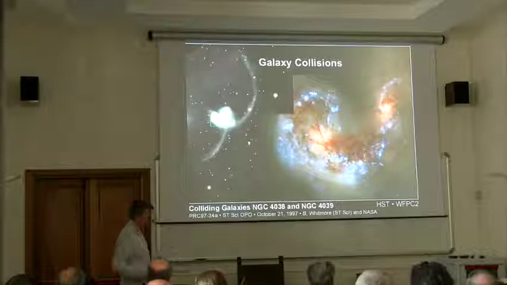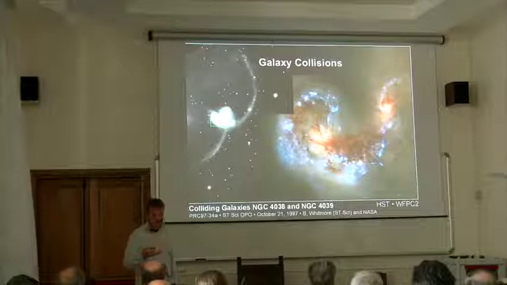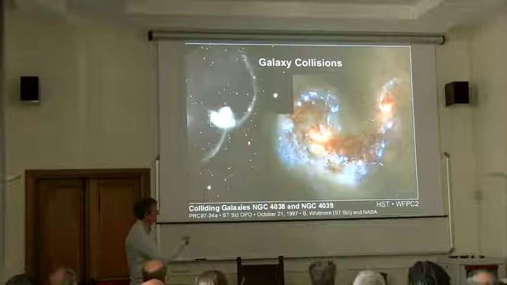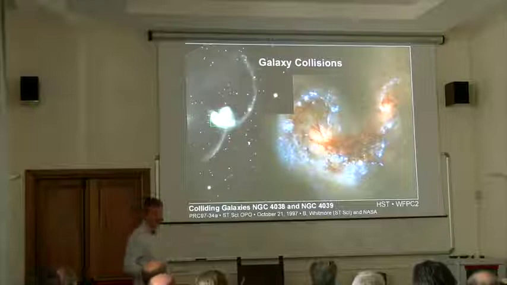First of all, we know that in the nucleus of every galaxy where we could tell whether or not there is a massive black hole, we find one, from the observations of about 100 nearby galaxies. And then we also see galaxies merge. So these are two galaxies with the Hubble Space Telescope. They made a pass by one another, and they made these tidal distortions. And this happens quite frequently.